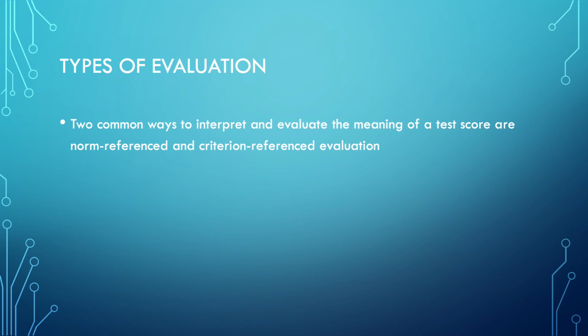We have 2 common ways to interpret and evaluate the meaning of a test score. Those are norm-referenced and criterion-referenced evaluations. We're going to break those down going forward.